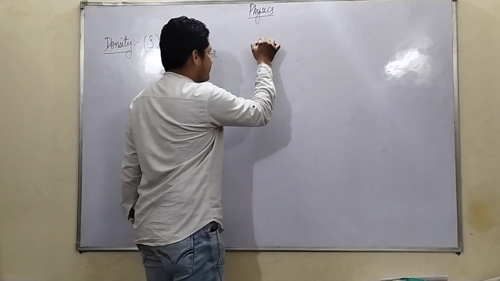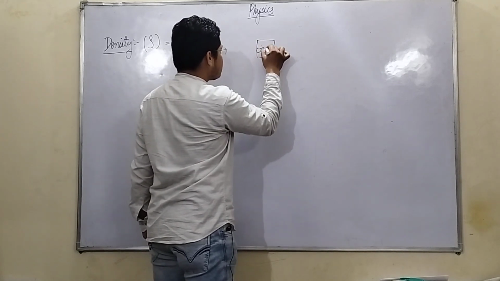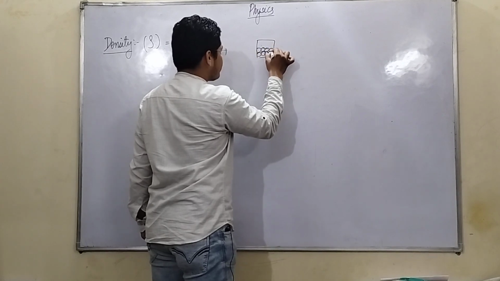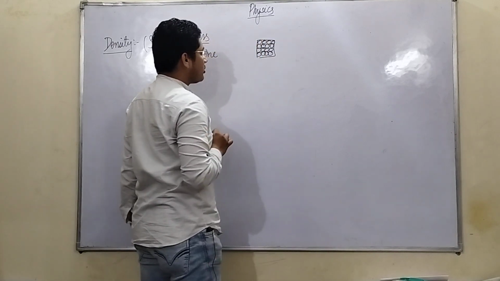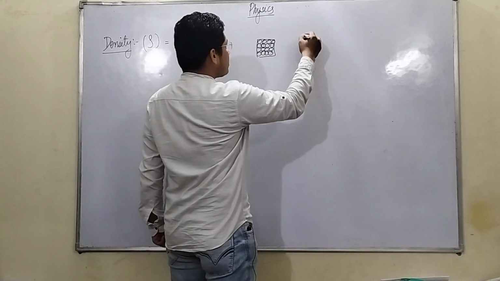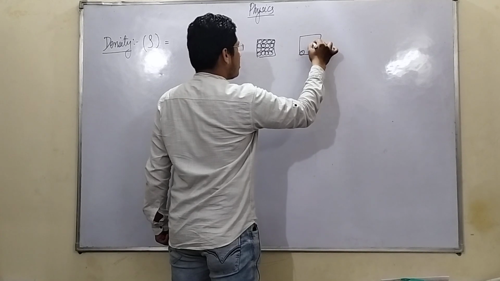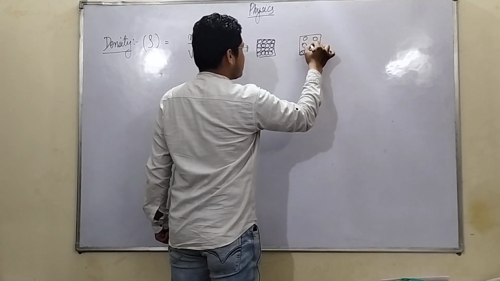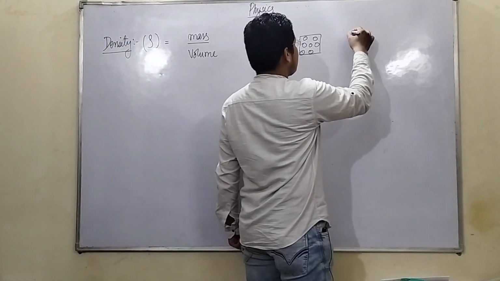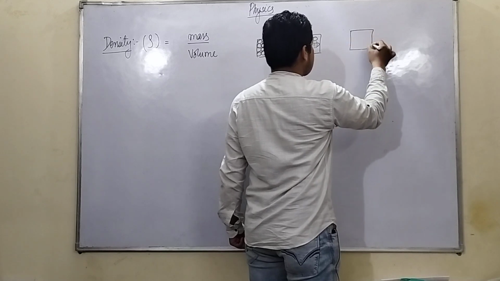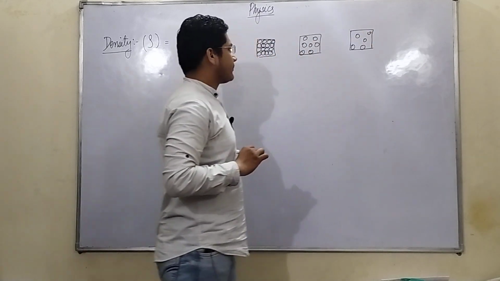Suppose a box is there. In this, some particles are there, or you can say some balls are there. Now another box is there. In this, balls are there, but in this, balls are less in number. And the last, that is gas. In this, if we see, very few particles will be there.